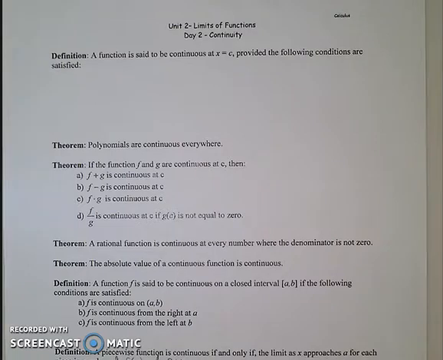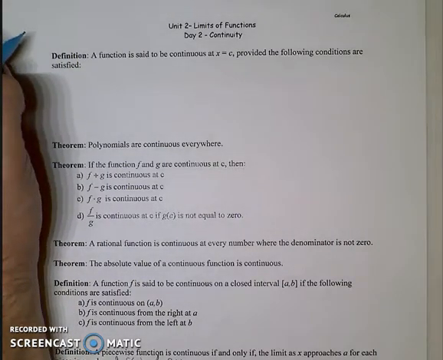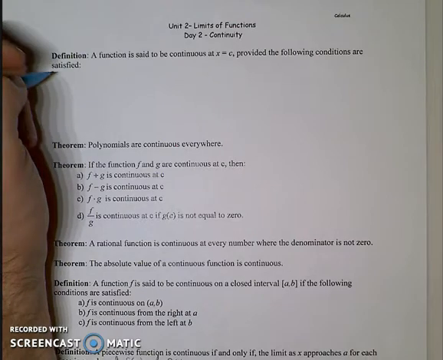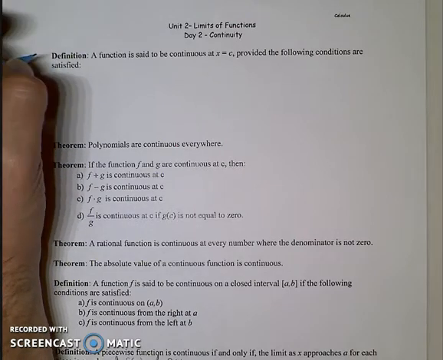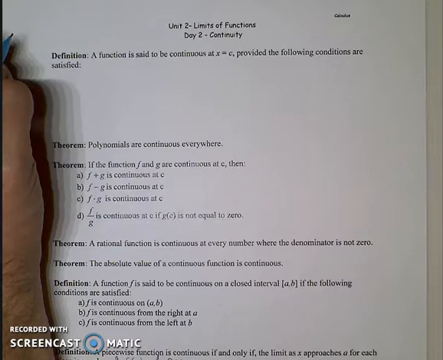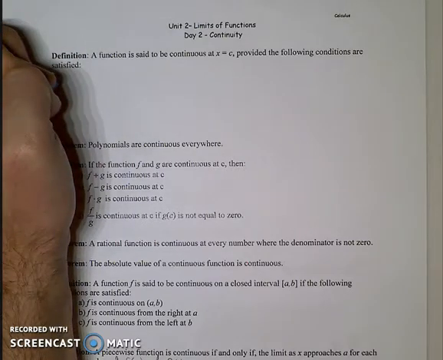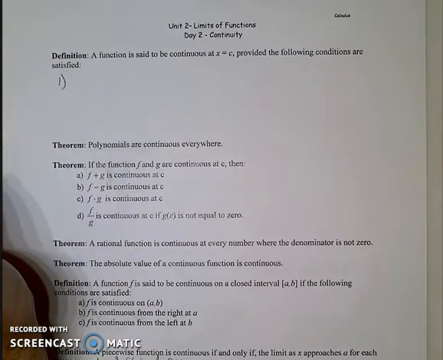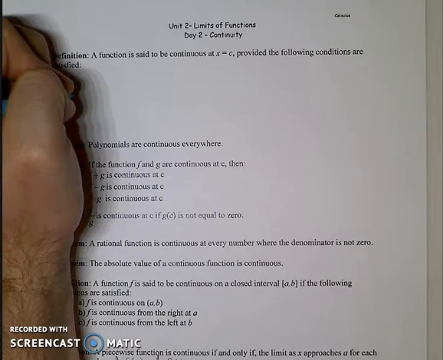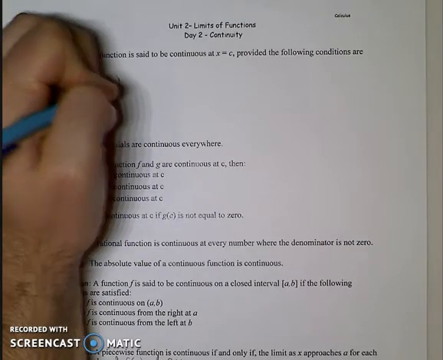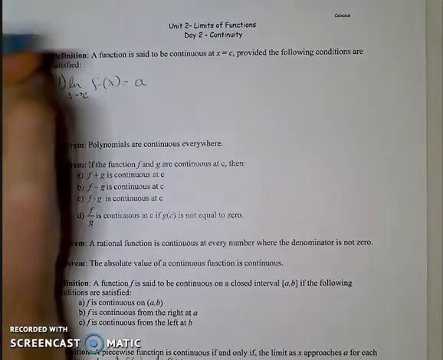We're going to continue with the idea of continuity, and so let's again just talk about the definition. We've talked about it day 1, but let's talk about it day 2. The definition is that a function is said to be continuous at x equals c, provided that the following conditions are satisfied. We have 1, limit as x approaches c of f of x has to equal a.